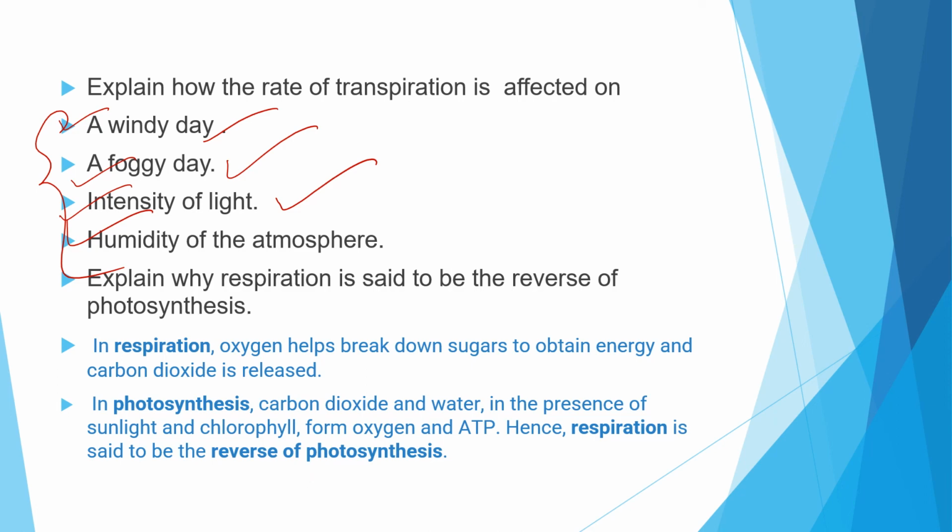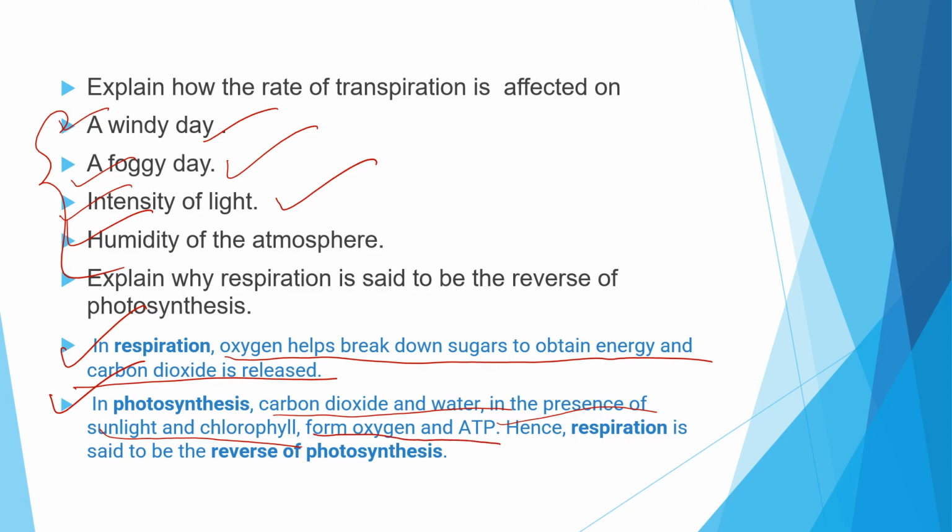Now the next question is, explain why respiration is said to be the reverse of photosynthesis. Now in respiration, what will be the answer? Oxygen breaks down sugars to obtain energy, and carbon dioxide is released. Now in photosynthesis, carbon dioxide and water are used, and in the presence of sunlight and chlorophyll, they form oxygen and glucose. So the reverse is happening in photosynthesis. Hence respiration is said to be the reverse of photosynthesis.